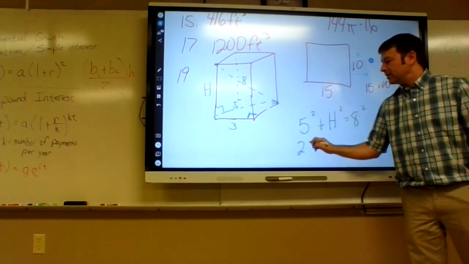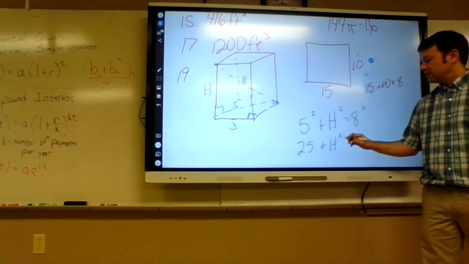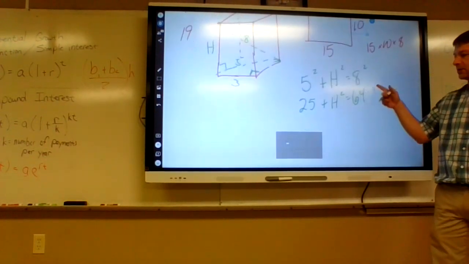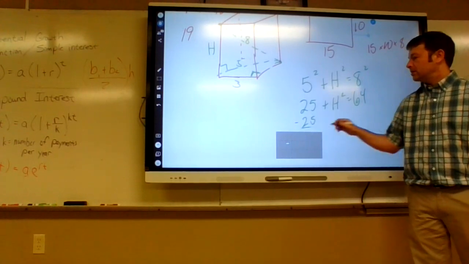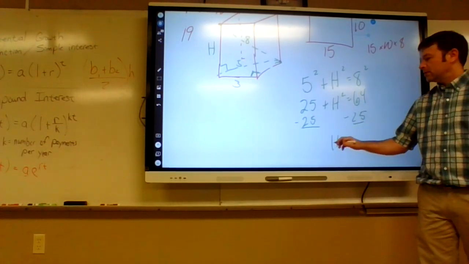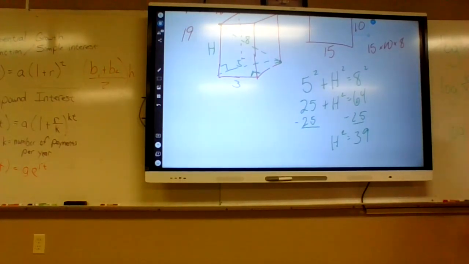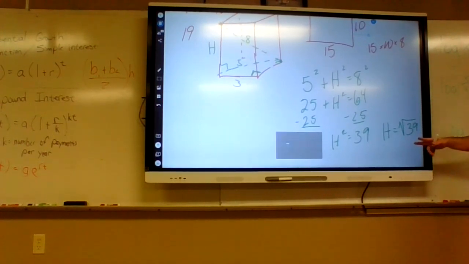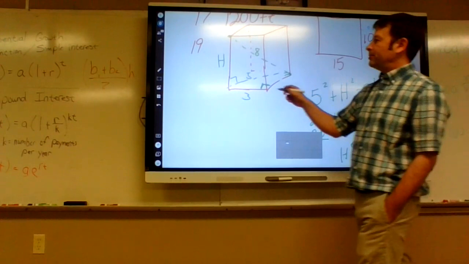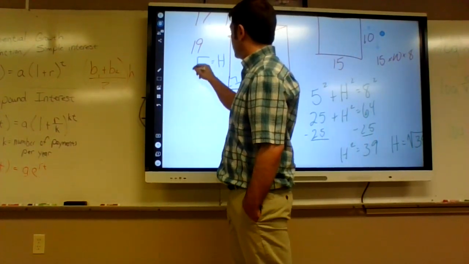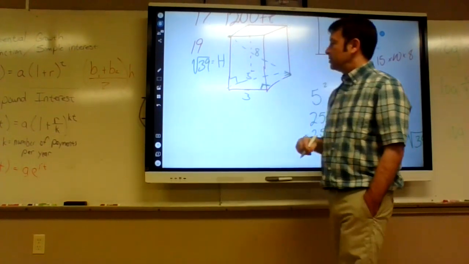So, if h squared is 39, h is the square root of 39. That's right, 6.244. Okay, so I'm going to put that over here. H is the square root of 39. I'll leave that for later.